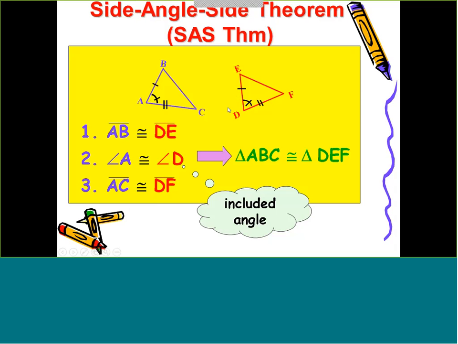So our congruent statements: AB would be congruent to DE. Angle A would be congruent to angle D. AC would be congruent to DF. Therefore, I can conclude that the two triangles are congruent. Here's my congruency statement: triangle ABC is congruent to triangle DEF because of side, angle, side.